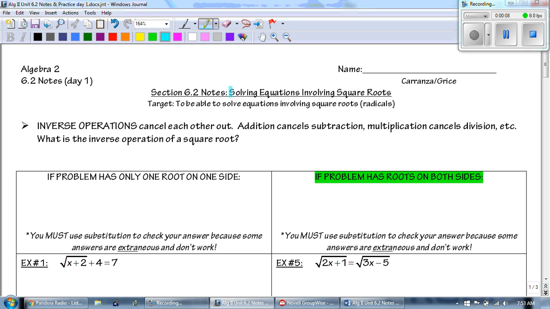Today we're going to be talking about solving equations involving square roots. Our learning target today is to be able to solve square root equations involving square roots, or radicals.